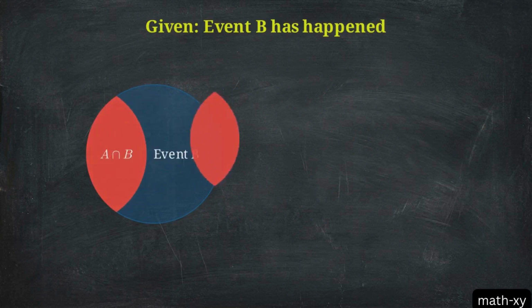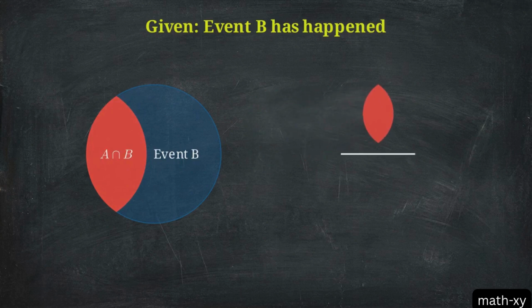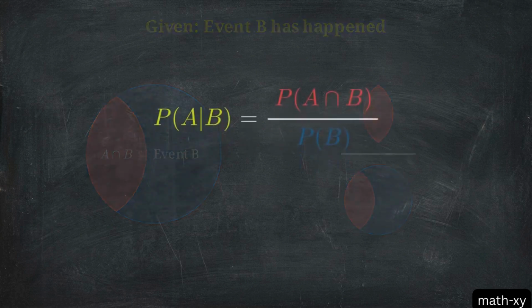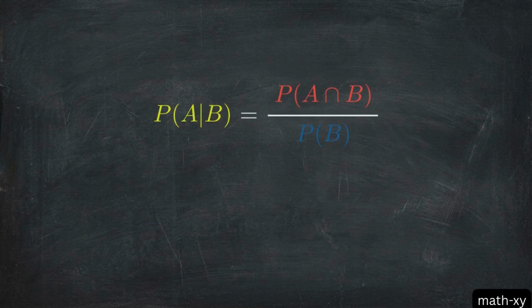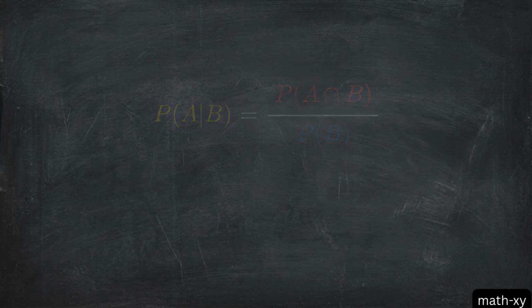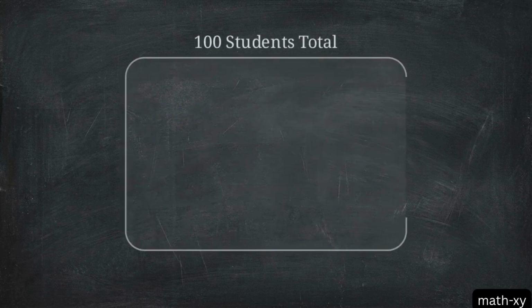To find the chance of Event A happening now, you simply look at what's left. You take the overlapping area where A still exists, divided by everything remaining inside the boundary of Event B. This visual logic translates directly into the formal equation for conditional probability. The probability of A given B equals the probability of A and B happening together, divided by the probability of just B. Let's test this with some raw data on screen.